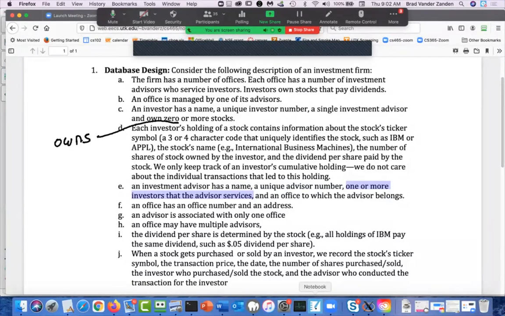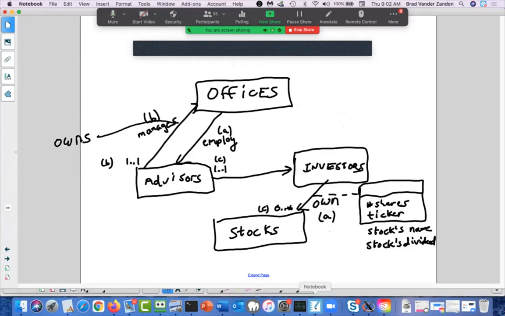So if we go back here, we now can say that, okay, an advisor services, so we might say services or advises, either is fine, services. Remember, this one came out of A, but the multiplicity is coming out of E.